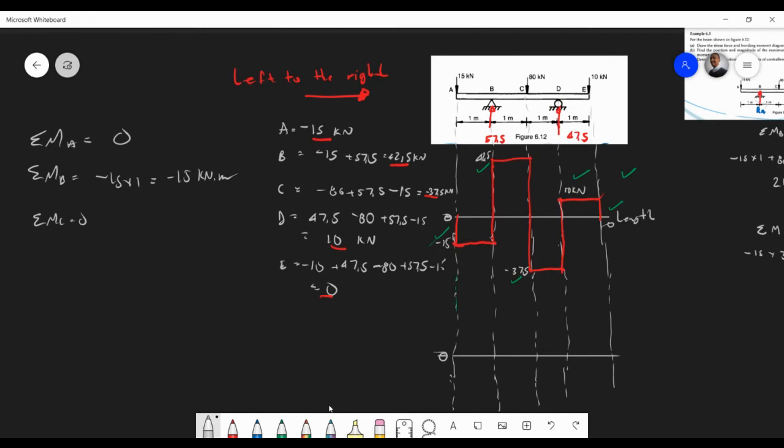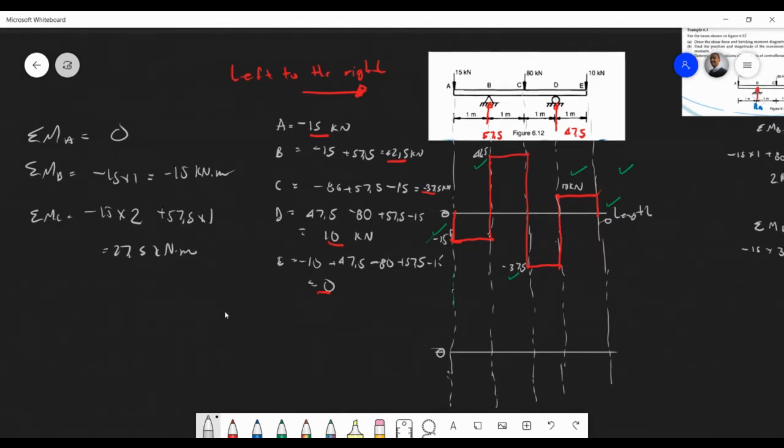We do C again. At C, I keep on saying 0, but it is equal to 0. But anyway, it's minus 15 times 2, and then we have plus 57.5 times 1. If you add those up, you'll get 27.5 kilonewtons, right? This is my approach of doing it. I prefer this one. Maybe I'm old school, but there is a much easier way to do all of this. So hope you guys got that. 27.5.